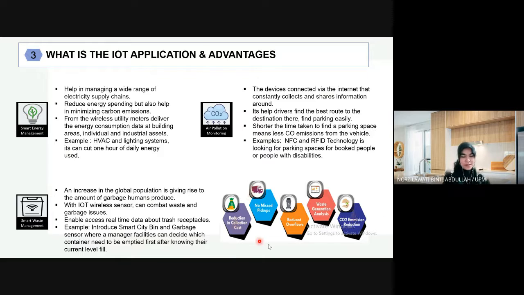There are several benefits in smart waste management, which are a reduction in collection costs, no missed pickups, reduced overflow, waste generation analysis, and it will reduce the carbon dioxide emissions. Next.